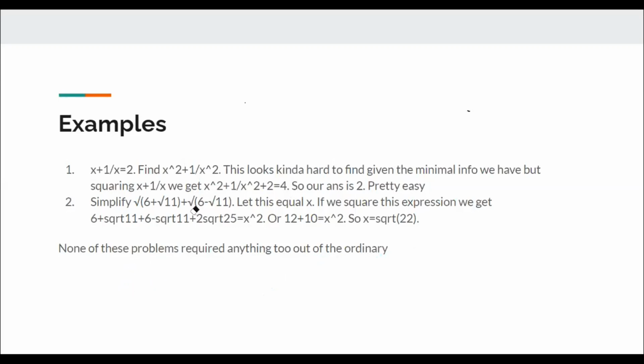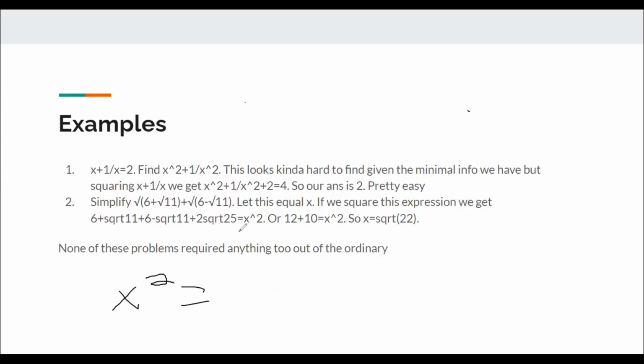As for this question, simplify the square root of 6 plus root 11 plus the square root of 6 minus root 11. Let this sum equal x. Like let this whole entire expression equal x. Then if you square the expression, you're going to get x squared is equal to 6 plus root 11 plus 6 minus root 11 plus 2 root 25, because you have to do the plus 2ab thing.